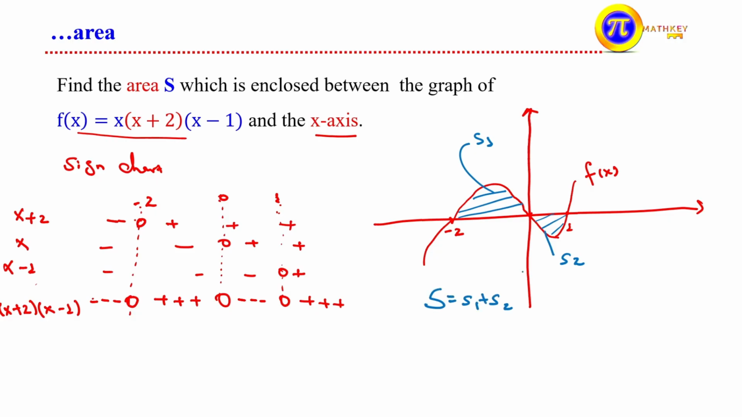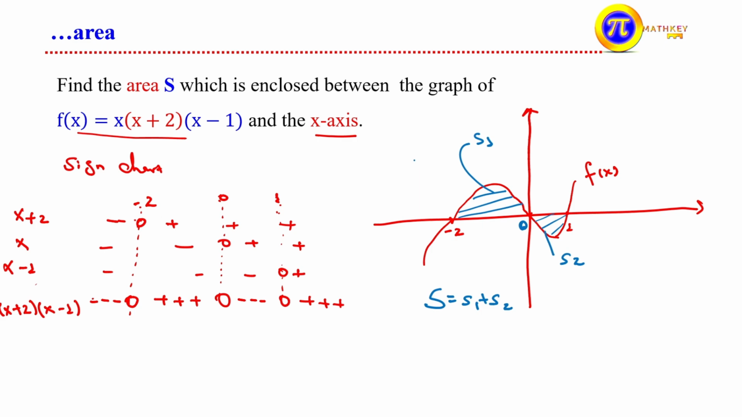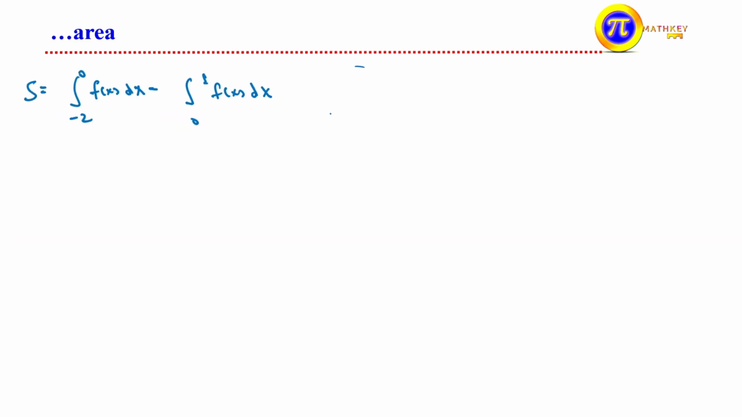What do we observe here? In the S1 region, the function is above the x-axis, so we have to take the integration as it is, between -2 and 0. But between 0 and 1 our function is below the x-axis, so we take the negative of the integration. Therefore, the area is the integral from -2 to 0 of f of x with respect to x, plus minus the integral from 0 to 1 of our function f of x dx. We take the negative because it is below the x-axis between 0 and 1.